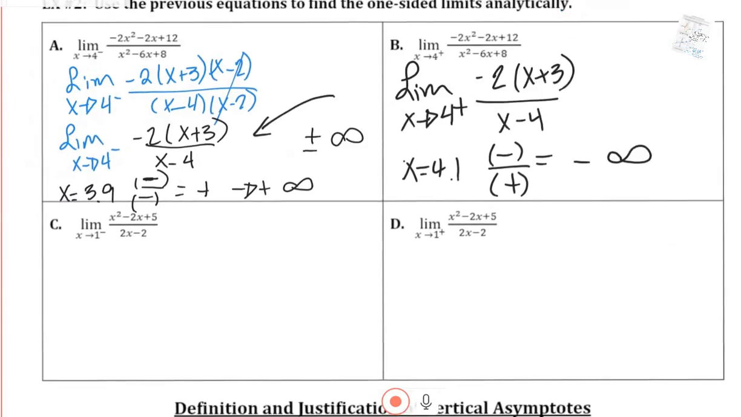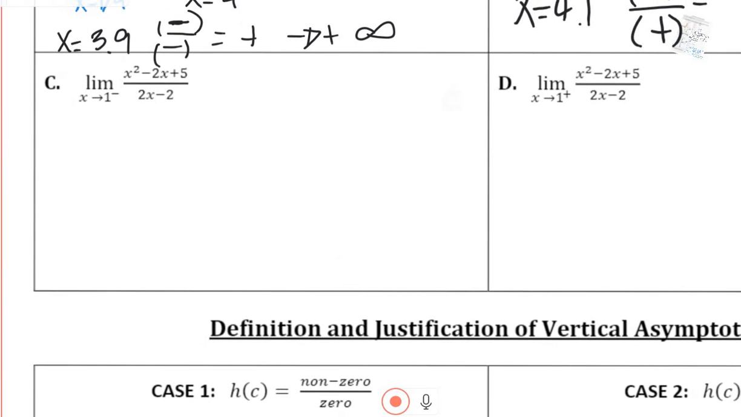All right, you guys try C on your own. Just pause it for a quick minute and see if you can tell me what you think it is.